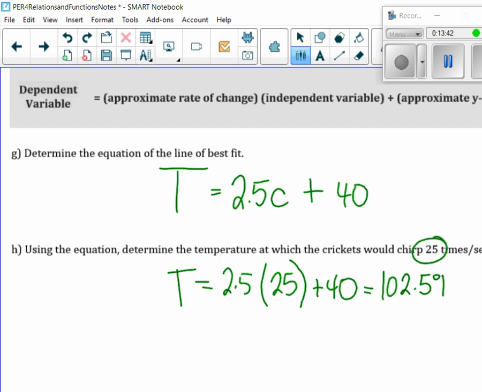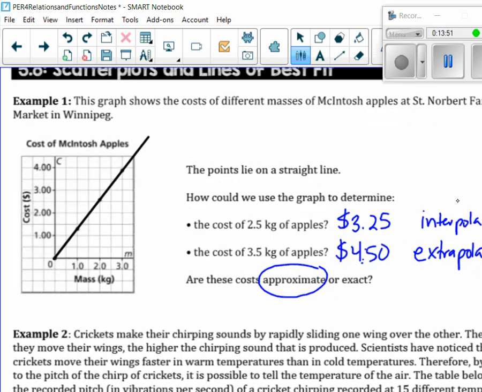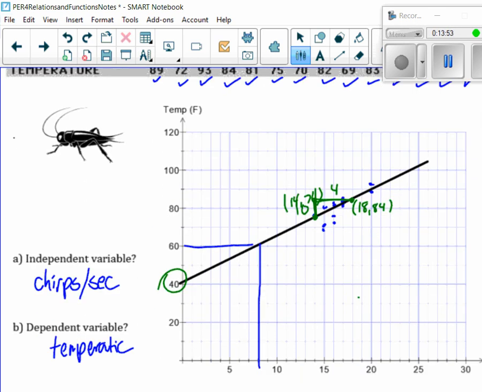I got 102.5, and that would be degrees Fahrenheit, right? Okay, so let's look on my graph to see at 25 times per second if that's accurate. So 25, if I look across, does that look like a 102.5? Kind of looks like it, doesn't it?